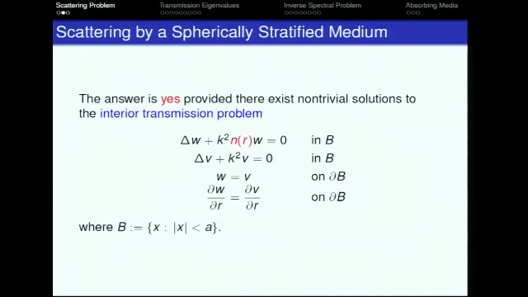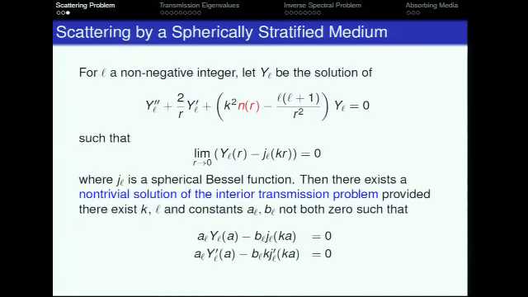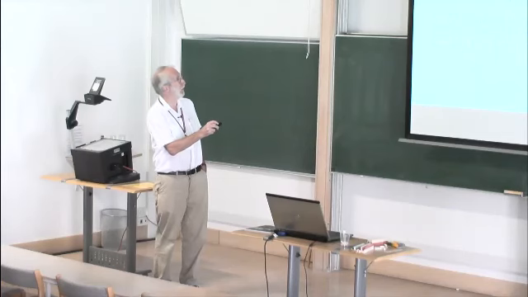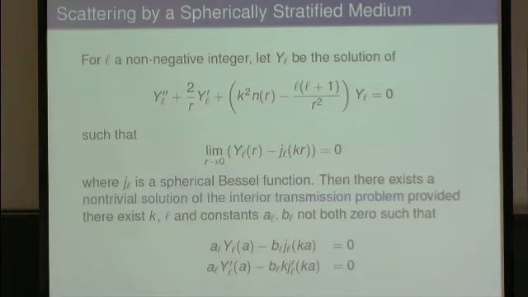Because we have spherical stratification, this problem is very easy to answer. You just separate variables. The radial part satisfies this equation here, and we'll normalize the radial part so it looks like a Bessel function at the origin. That's just to normalize it; there's nothing special about that. Here j_l is a spherical Bessel function.